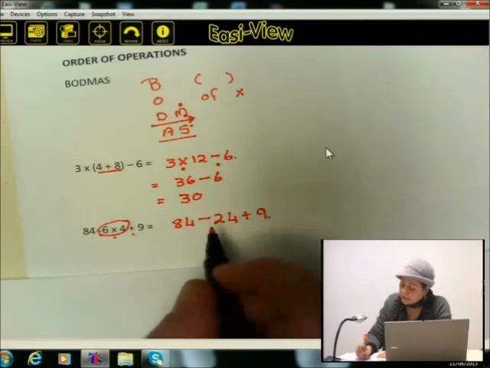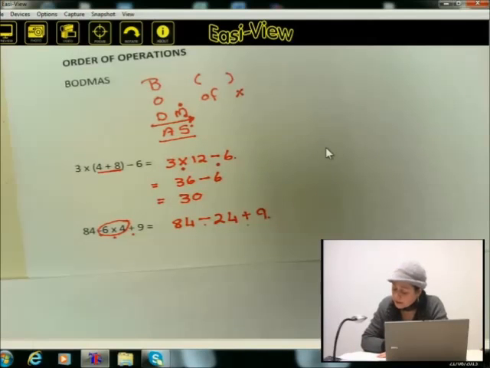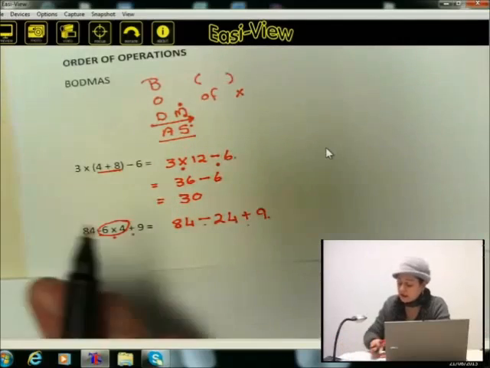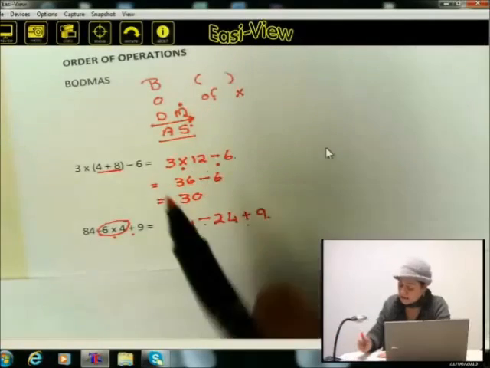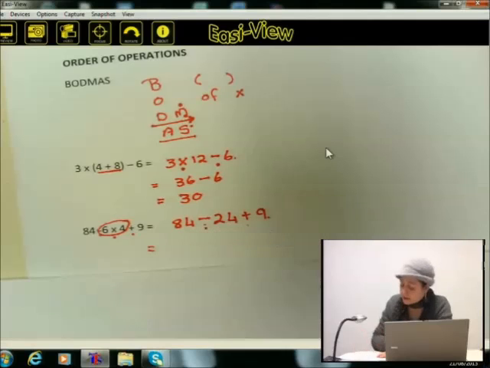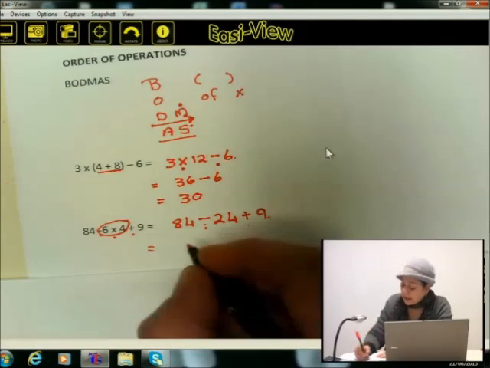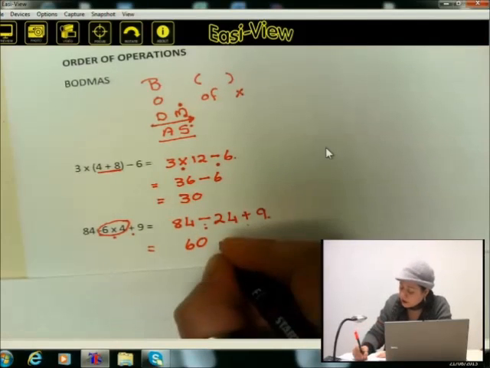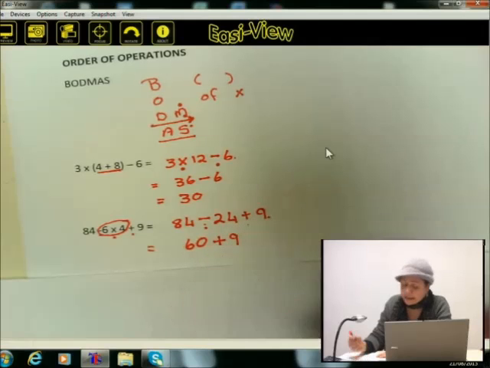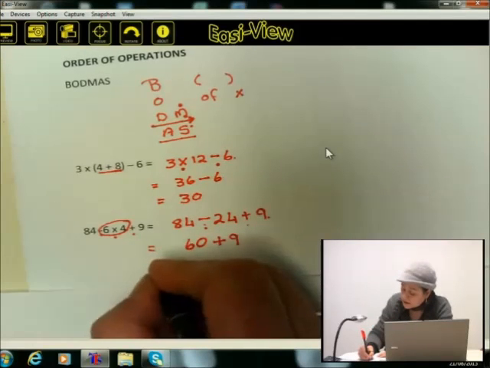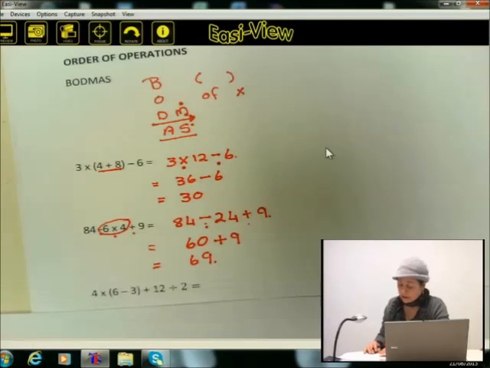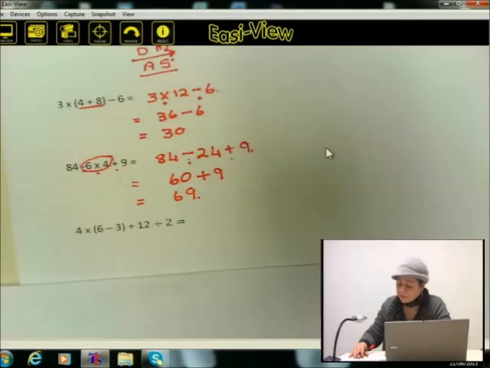Now grade 12, I've got a minus and a plus sign. What am I going to do? Remember, I do addition and subtraction simultaneously, working from left to right. So first I'm going to subtract. I'm going to say 84 minus 24. That is going to give me 60. Then I am going to add the 9. Finally, to get the answer of 69. Right with that?